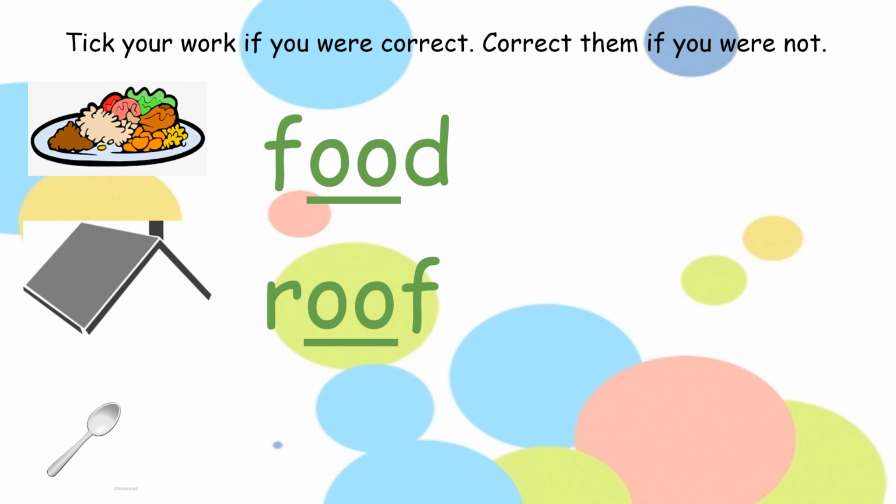And our last word, spoon. How many sounds can you hear in spoon? Superstars, there are 4 sounds. Put up your 4 fingers. Let's say the word spoon. Pinch our sounds. Spoon. Fantastic. There is the word. If you wrote those words correctly, please give yourselves a tick.